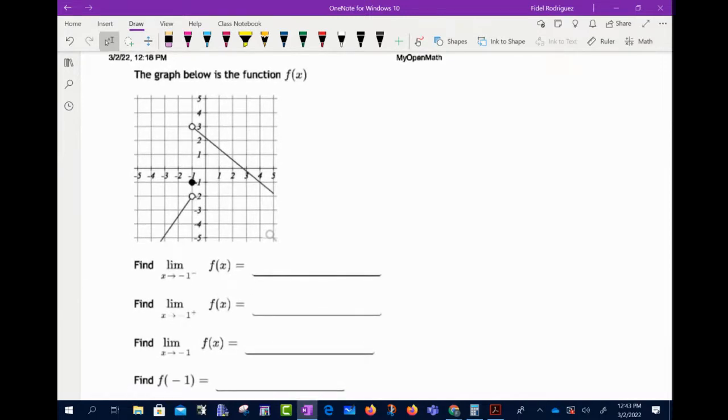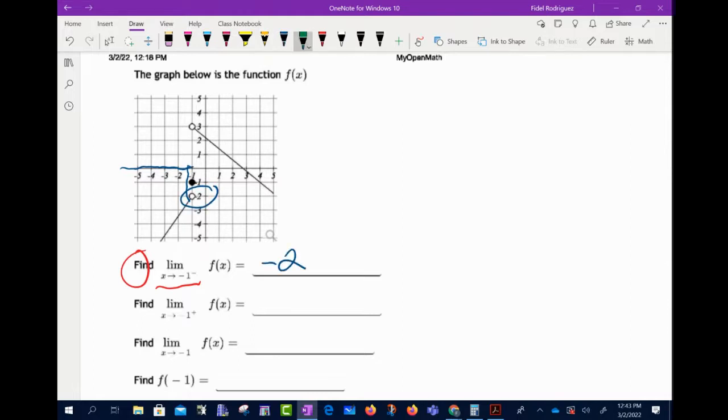Okay. So let's take a look at the first part. We're finding the limit as x approaches. What does this mean, y'all? What is that telling me? Negative 1 from the left. Excellent. Good. Okay, so look, here's negative 1. We're coming in from the left. As we're coming in from the left, right before we hit negative 1, what value would we be getting close to? Negative what? Negative 2, right?